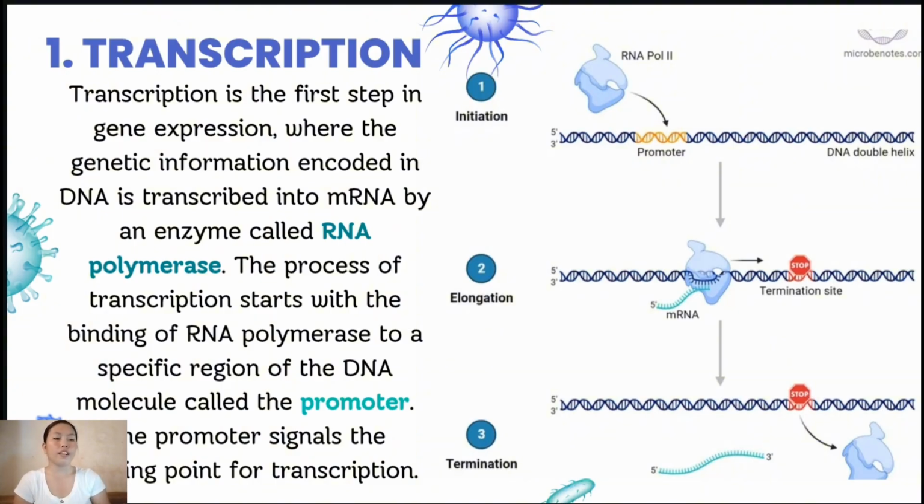As you can see here in the initiation, the first step of transcription, RNA polymerase is binding to the promoter. And this allows one of the DNA strands to act as a template for the synthesis of mRNA. As RNA polymerase moves along the DNA template, as you can see here in the second stage, which is the elongation, the RNA molecule is synthesized in the 5 to 3 direction, complementary to the DNA template strand.